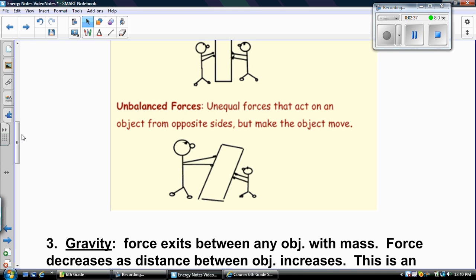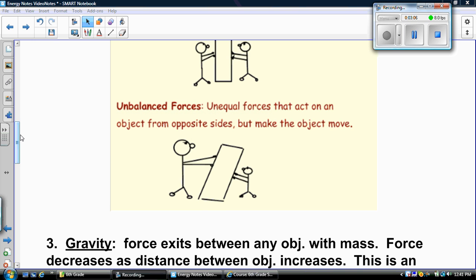So if an object is not moving, there are usually balanced forces acting on the object. If an object is in motion, then you have unbalanced forces. So think of it this way: if an object contains potential energy and is not moving, then that also means that there are balanced forces acting on it. So that's how forces can affect energy.